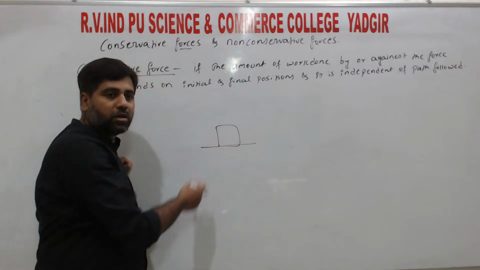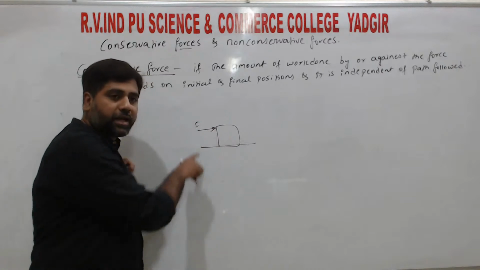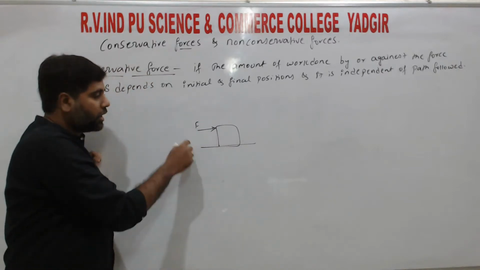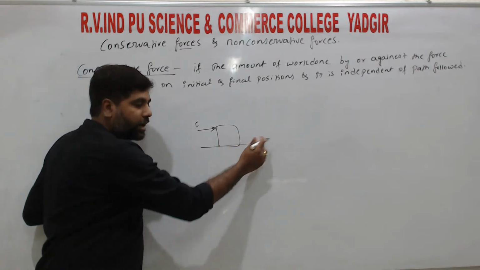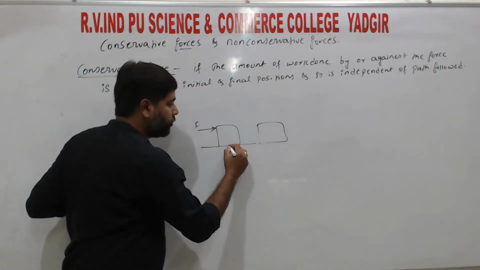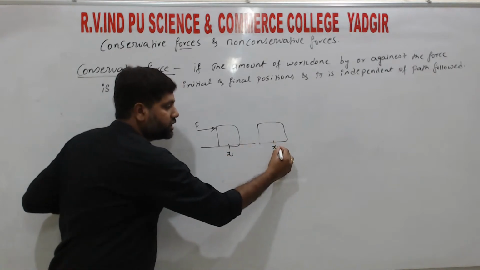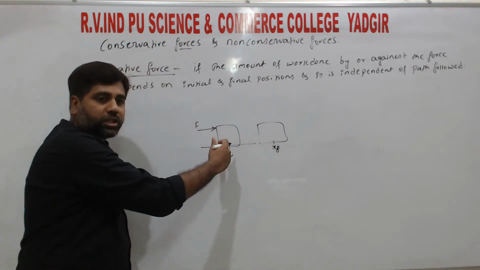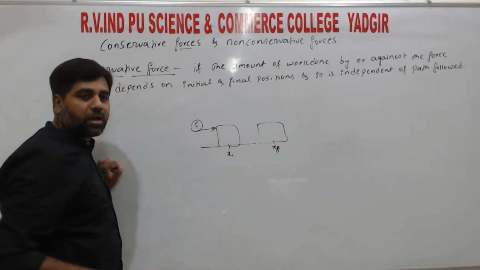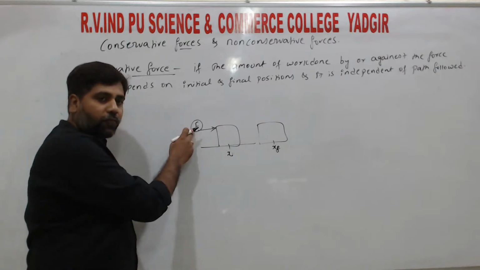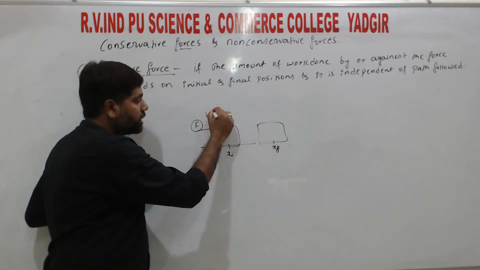Now consider any one object which is placed on the surface. Here I am applying some force, that is the external force or applied force. Due to the external force, the object gets displaced. It changes its position from the initial position to the final position. That means there is a change in its position, that is the displacement, because of the external applied force. As the force is applied and the object gets displaced, that means work is done.